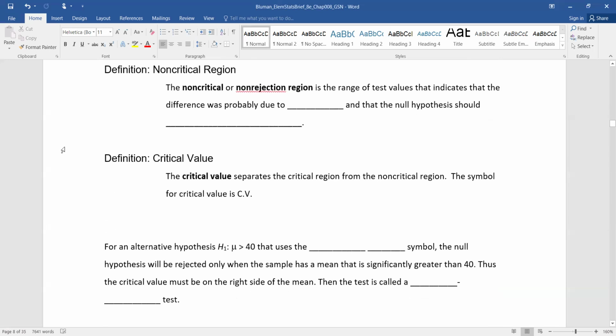All right, our non-critical region. The non-critical or non-rejection region is the range of test values that indicates that the difference was probably due to chance. So there wasn't enough evidence. The null hypothesis should not be rejected.